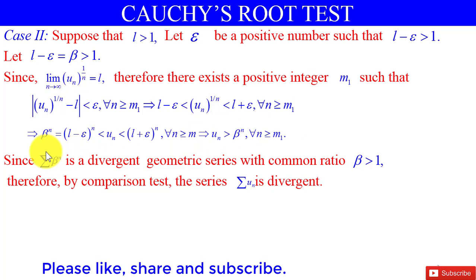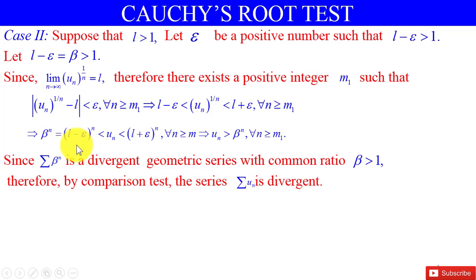This implies that beta raised to the power n, where L minus epsilon is equal to beta, is less than un, less than L plus epsilon whole raised to the power n for all n greater than or equal to m1. This implies that un is greater than beta raised to the power n for all n greater than or equal to m1.